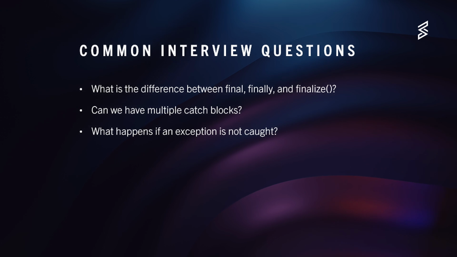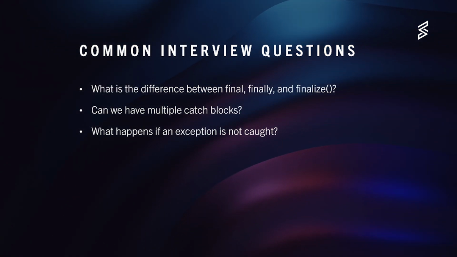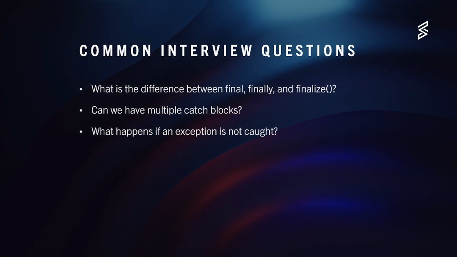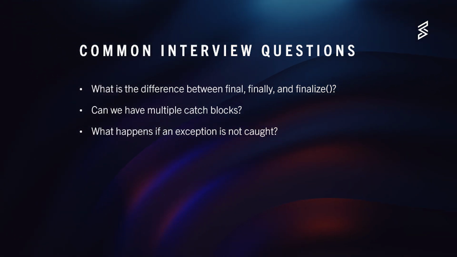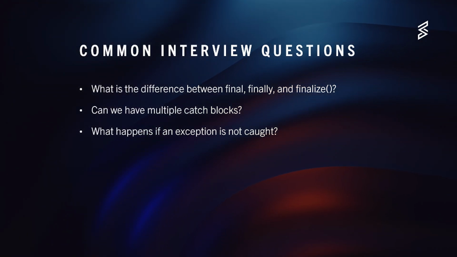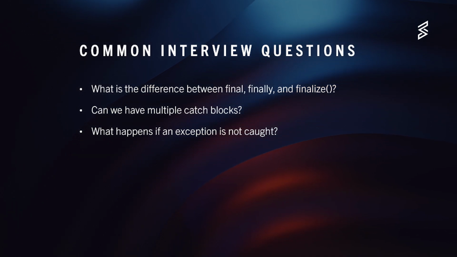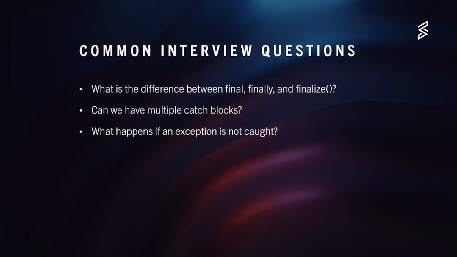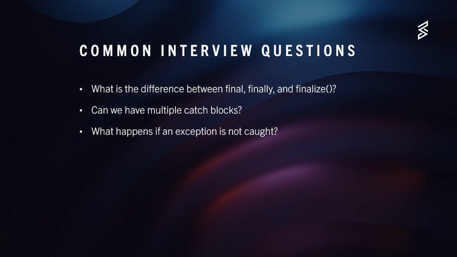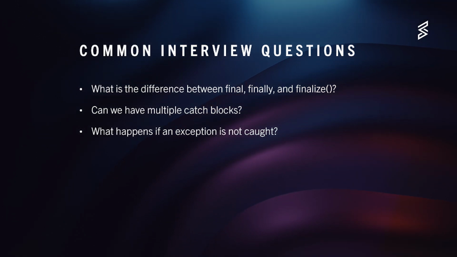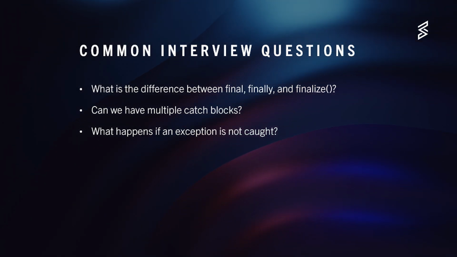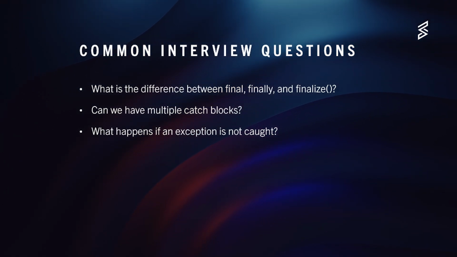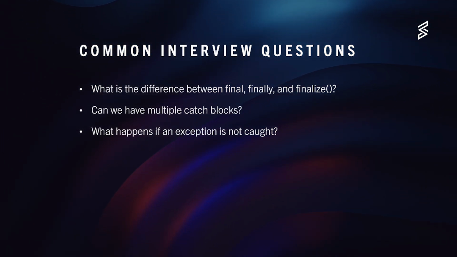Now let's move to the common interview questions. Question 1. What is the difference between final, finally and finalize? Final is a keyword to declare constants or prevent method or class overriding. Basically, it is a modifier. On the other hand, finally is a block that executes after try-catch. And lastly, finalize is a method called by the garbage collector before reclaiming the memory.